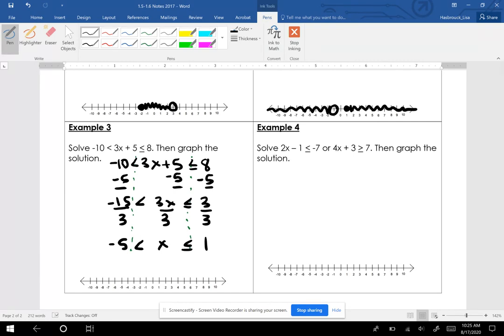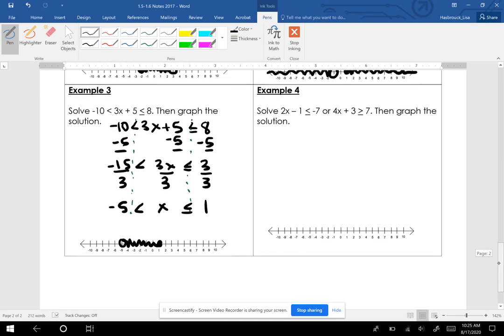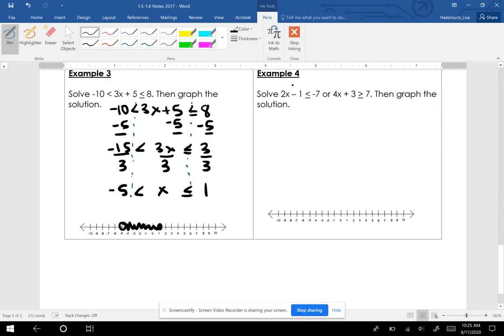Next, we need to graph it on the number line. I'm going to have an open dot at negative 5, a closed dot at 1. Since this is an AND problem, I know I shade in between. And I'm done. For the next one, we have an OR problem. So for these OR ones, you just solve each inequality separately, and then we'll put them back together at the end. So I'm going to write each of these inequalities.